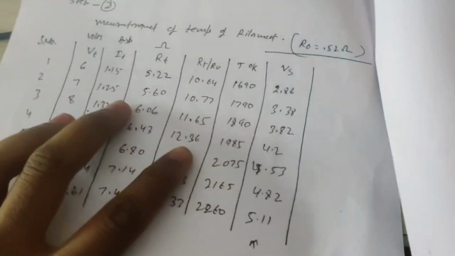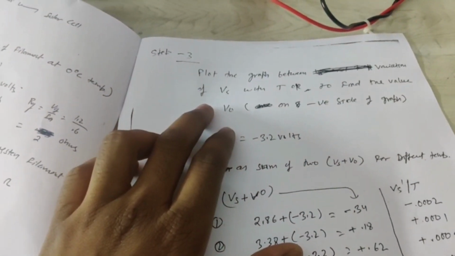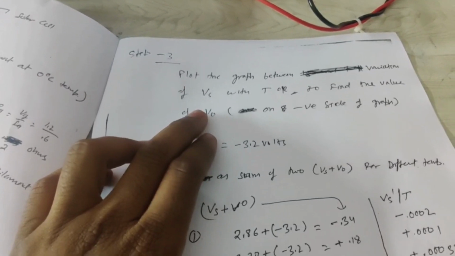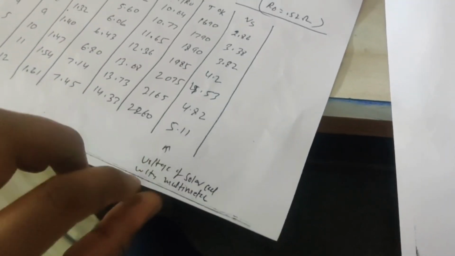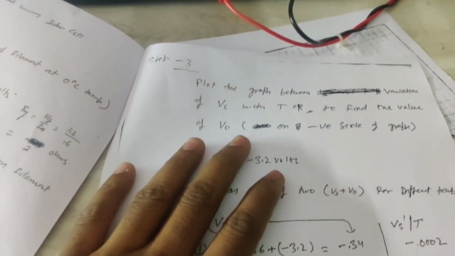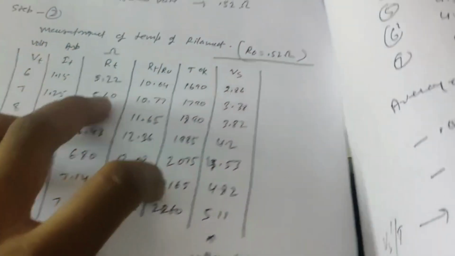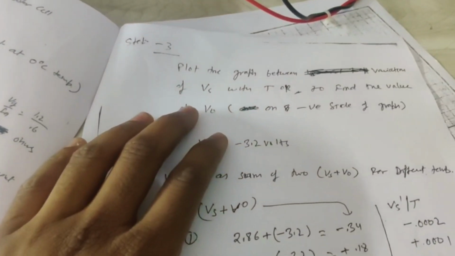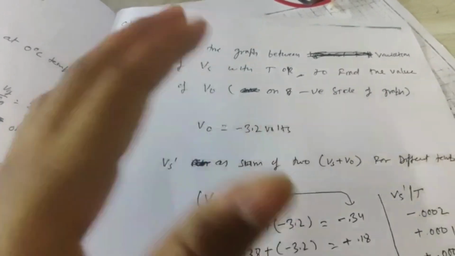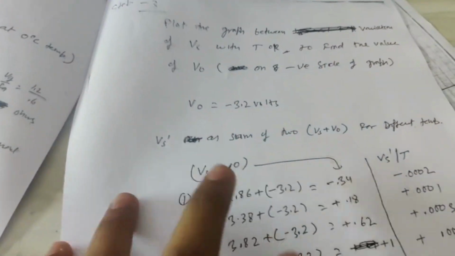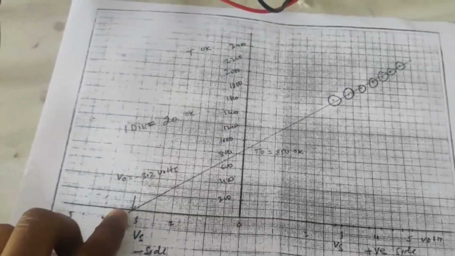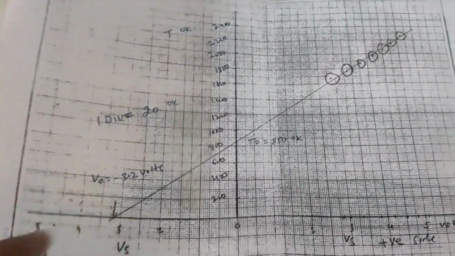So with the help of these values we have to plot a graph between Vs and T, where Vs is voltage across the solar cell and T is the value of temperature, and to find out the value of V0 with the graph on the negative side of the graph. So here's the graph and the value of V0 is minus 3.2 volt.